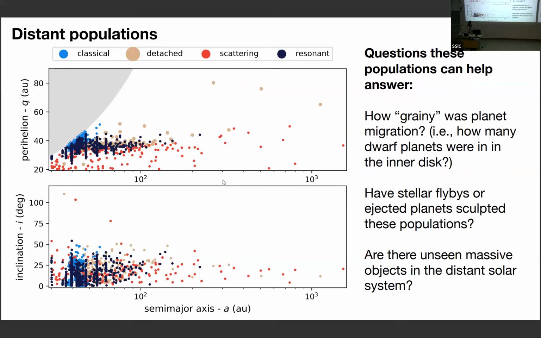Maybe the biggest one for the resonances is that concept of grainy migration that I think was brought up yesterday in someone's talk or the day before. They blur together. But the planetary migration process was not just a smooth process. The planets are interacting with each other. They're interacting with large objects in the planetesimal disk.